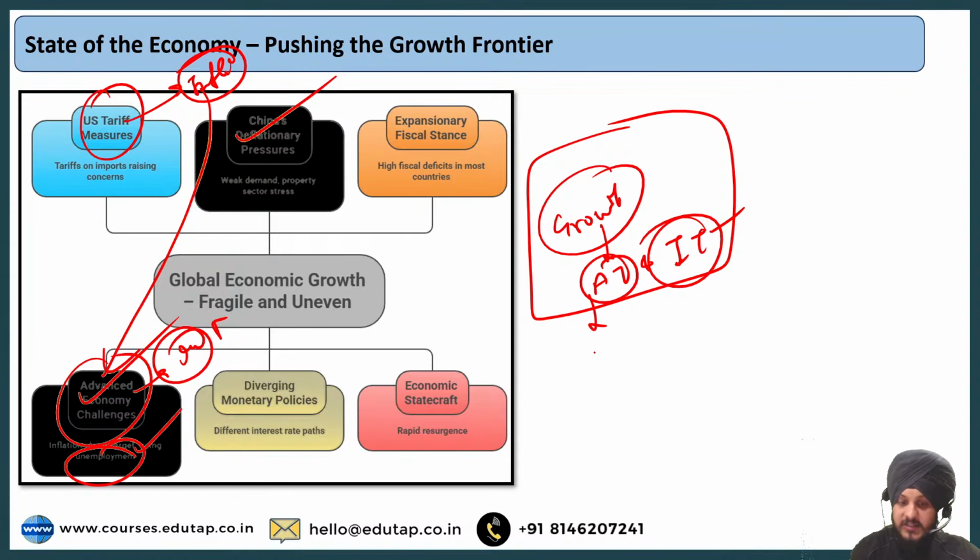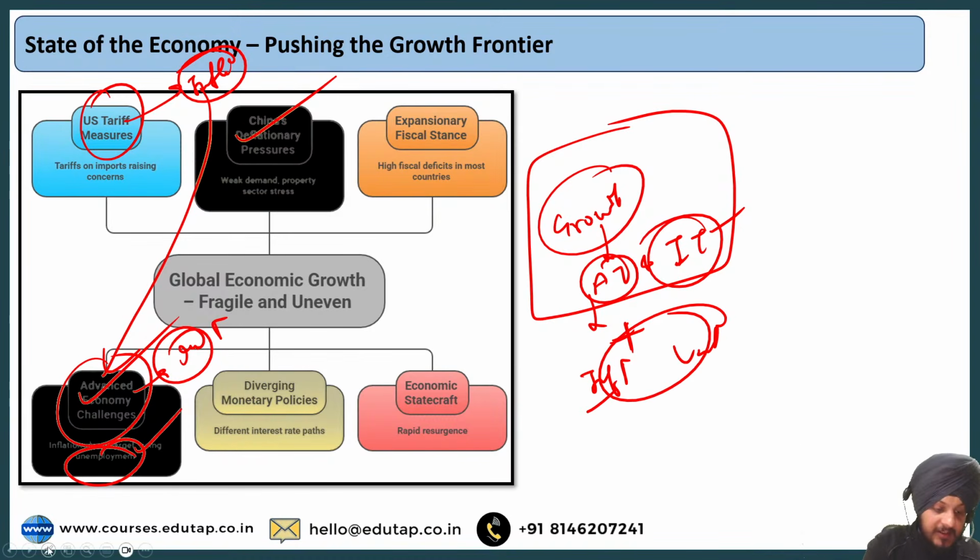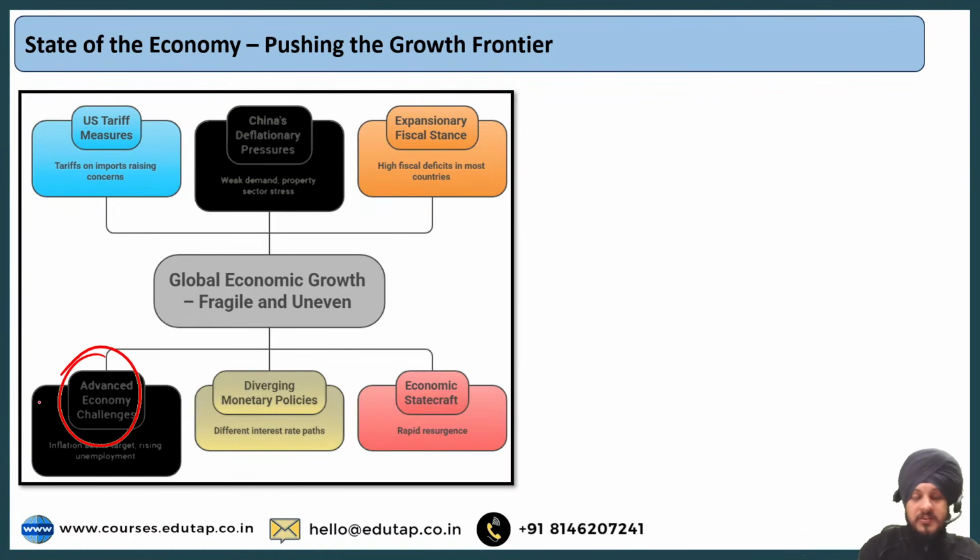But the point is that along with this high GDP, there are different challenges also. For example, the inflation is high. For example, the unemployment is high as a part of it. So these are the challenges that are there as a part of these advanced economies.